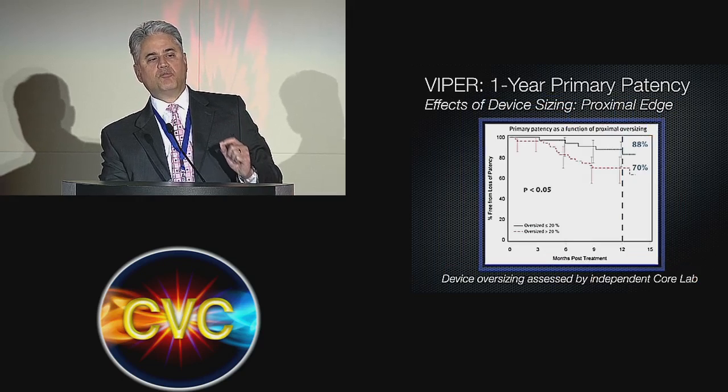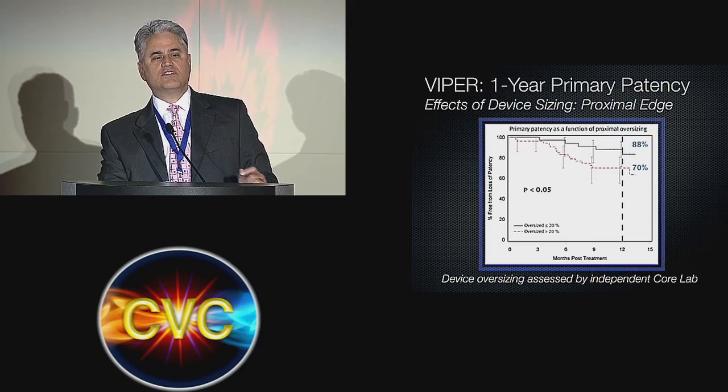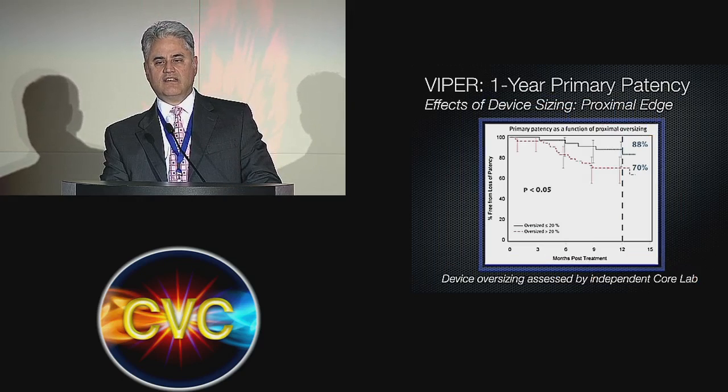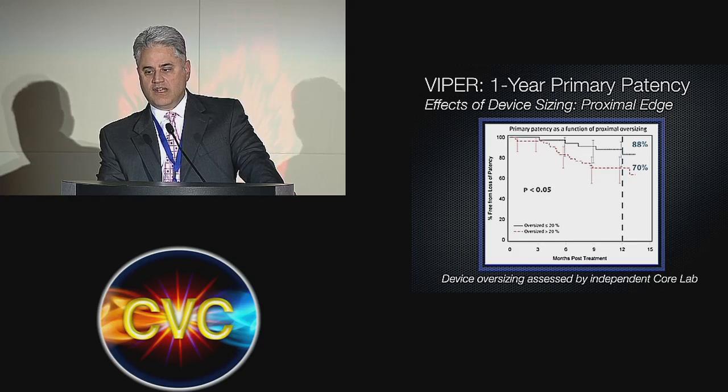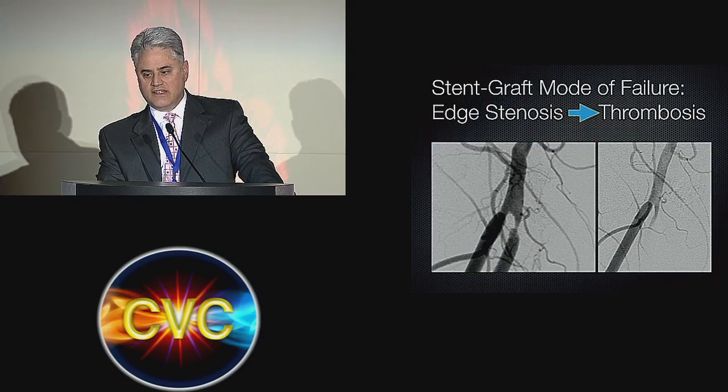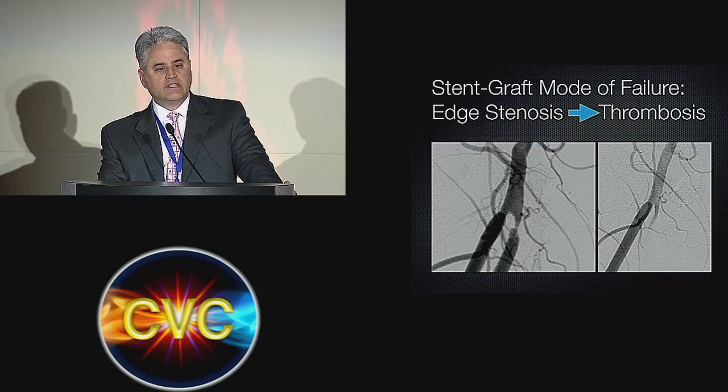Now, if you as the operator did a good job and you did not oversize the device by more than 20%, you were rewarded with an 88% primary patency rate as a function on the proximal end, 87% on the distal end. So clearly not oversizing the device is very important.